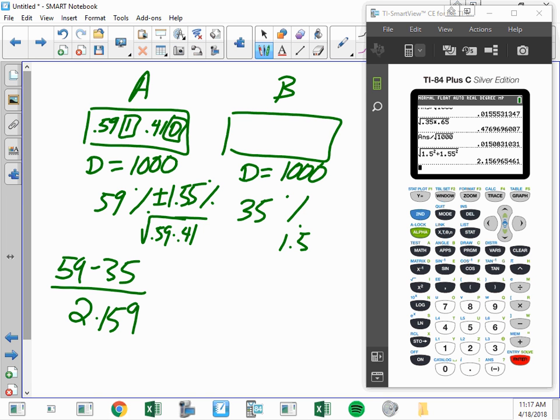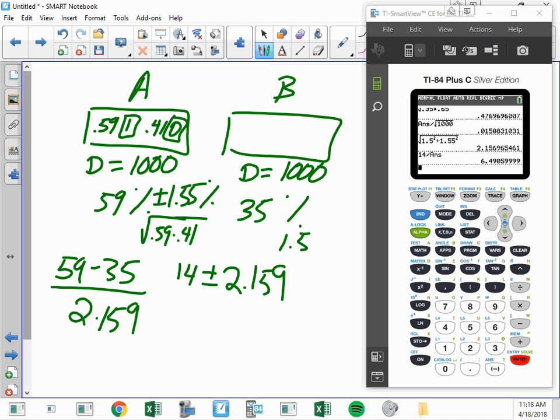So how far is 59 from 35? 5, 14, so 14. So 14 divided by the answer. What does that mean? Nope. No, the difference is 14 plus or minus 2.159. That 6.5 is a z-score.